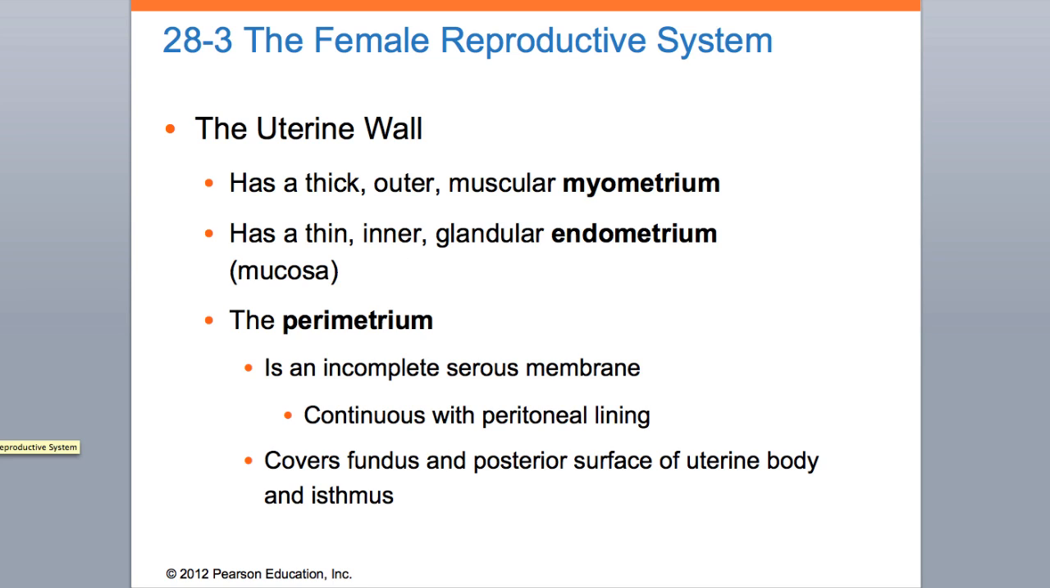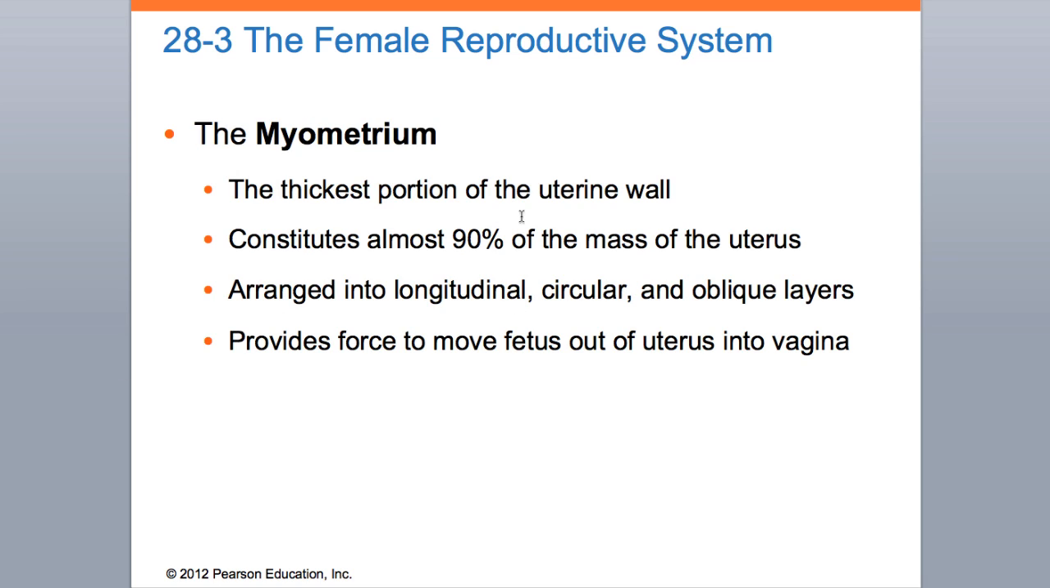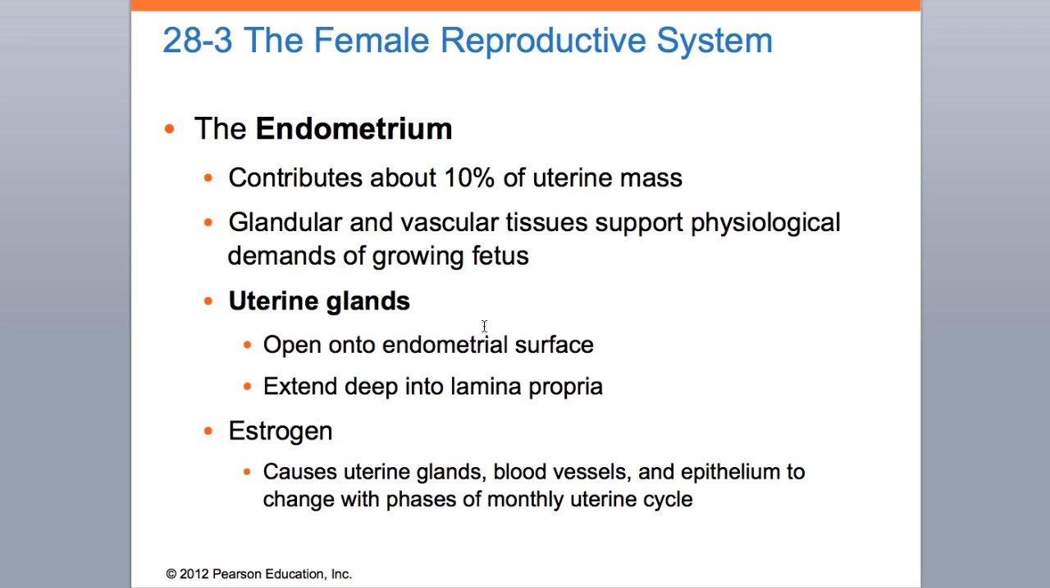Next slide. We've already talked about this. Remember, it has a lot of muscle layers, so you expect that here. Okay. Provides force to move the fetus out of the uterus, so you expect that during uterine contractions. Next slide. We've already talked about that as well. Now, I've already mentioned this, but let me go ahead and show it to you slide-wise. Estrogen causes glands, blood vessels, and epithelium to change on a monthly cycle. So that endometrial lining is actually going to change.